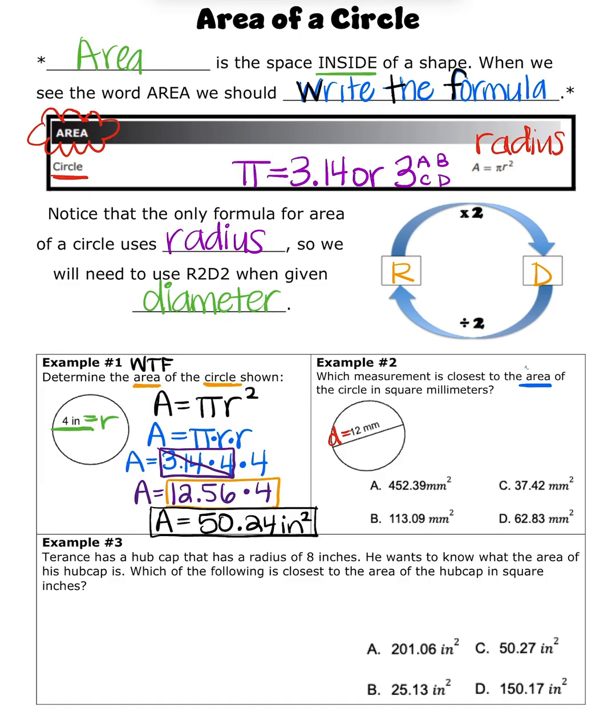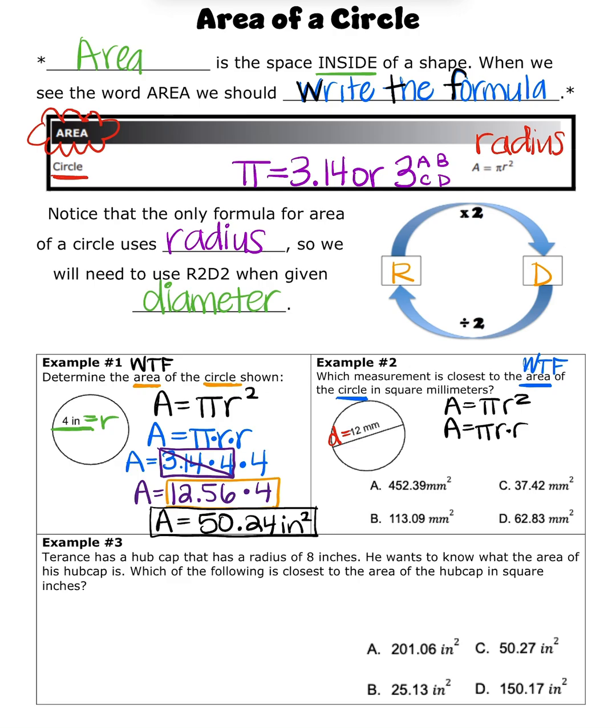All right, and then I have my keyword area. And area means to write the formula. It tells me it's a circle. So I go to my handy dandy formula chart, and I know I only have one formula for area. So I go write it down. Area equals pi r squared. And remember, instead of writing r squared, we're going to write r times r.